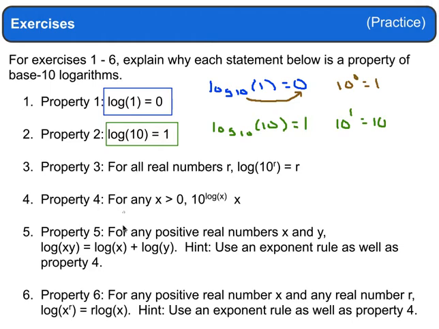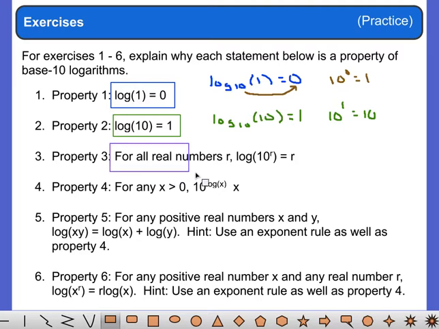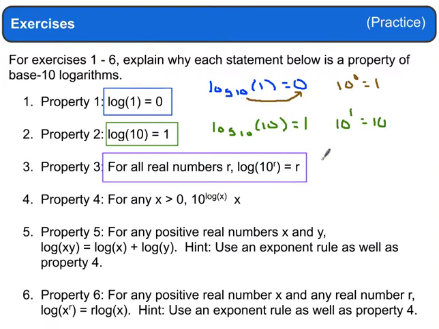Property number 3 expands on this idea, such that for all real numbers r, log of 10 to the r power is equal to r. It goes along the same idea. Remember there's a base 10, and then it's 10 to the r. When these two match, your answer is just going to be that exponent r.